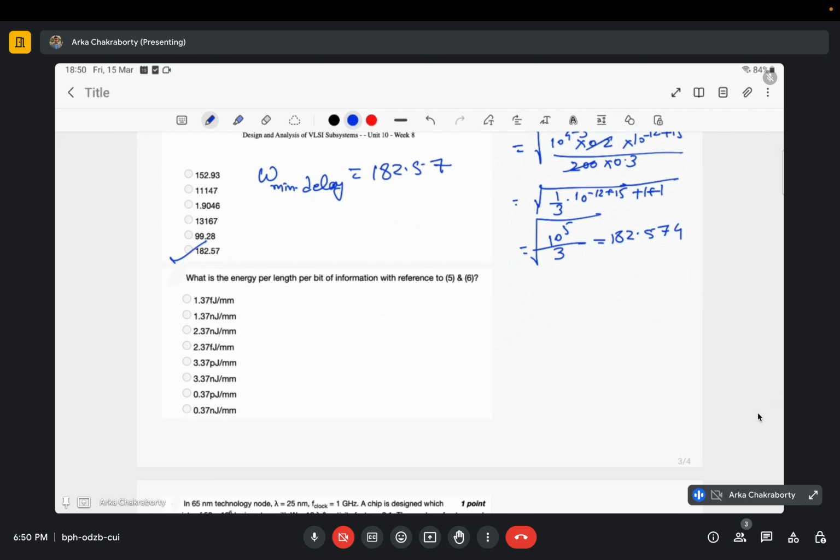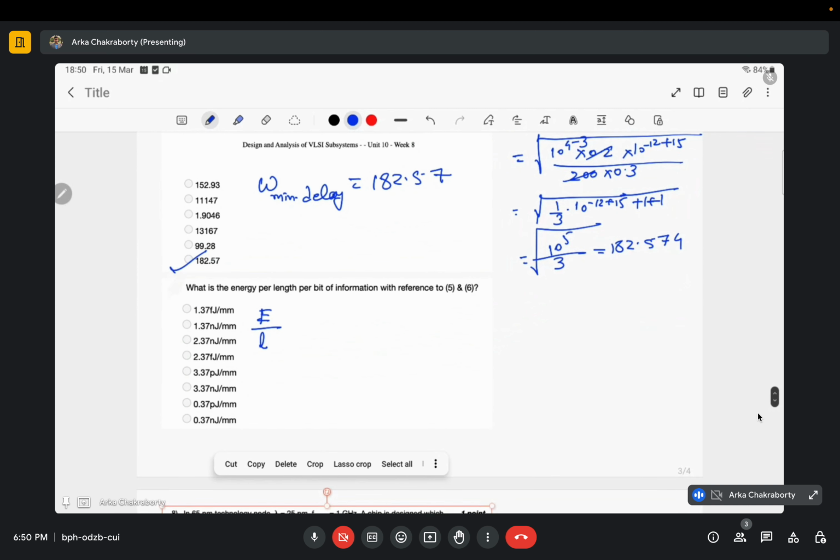It has been asked what is the energy per length per bit of information with reference to question number 5 and question number 6. So they basically asked me what is the energy per length per bit of information with reference to question number 5 and 6. Okay. So the total energy consumed would be, like we know the expression, it is 1.866 CW into VDD square.